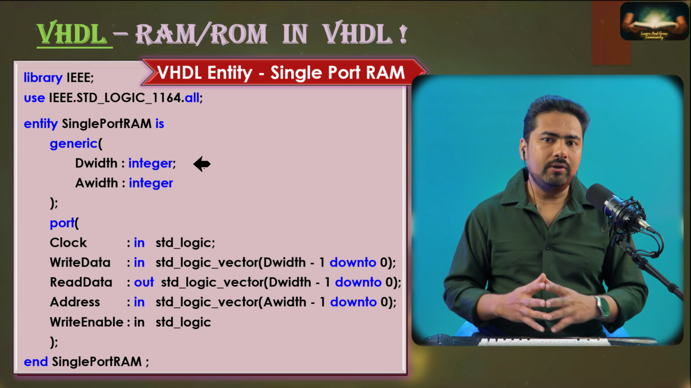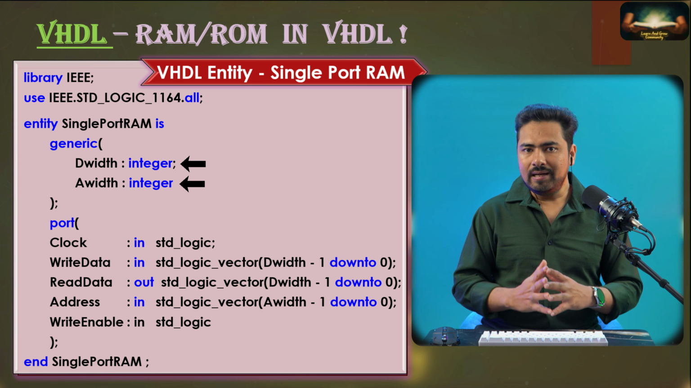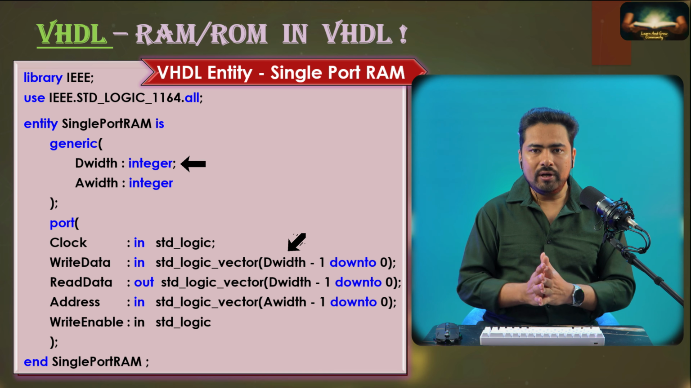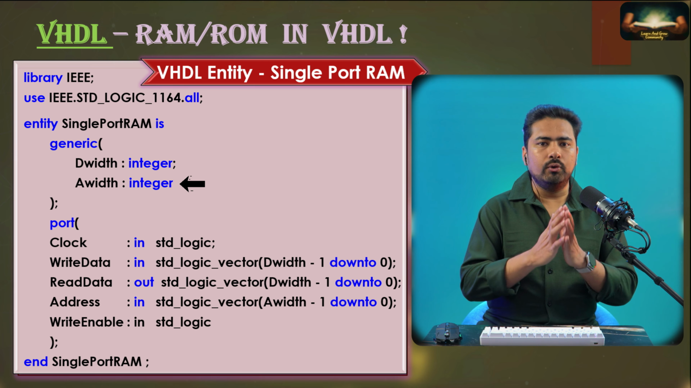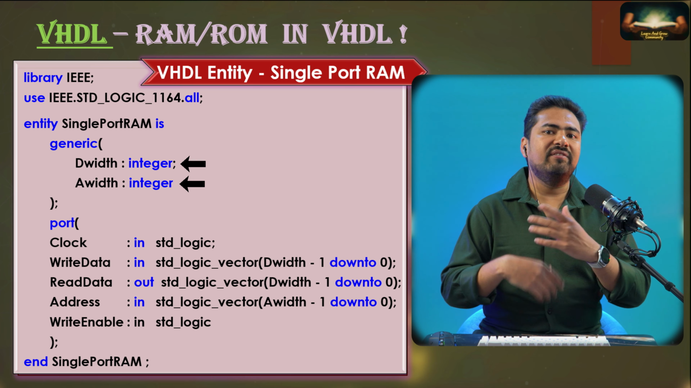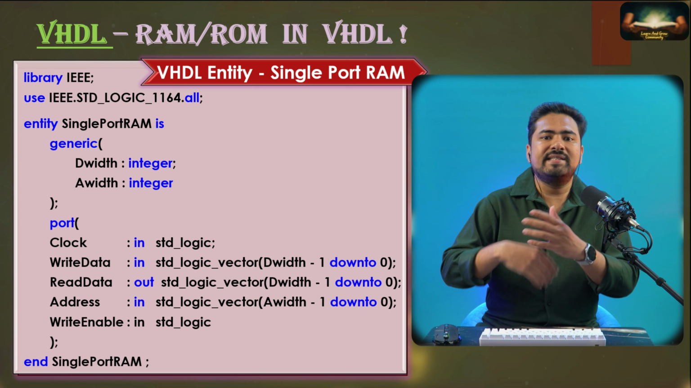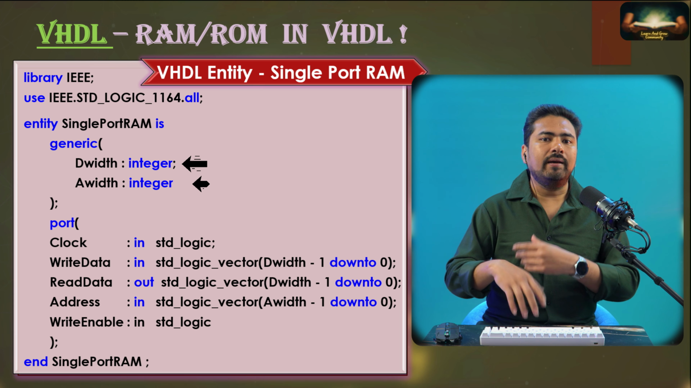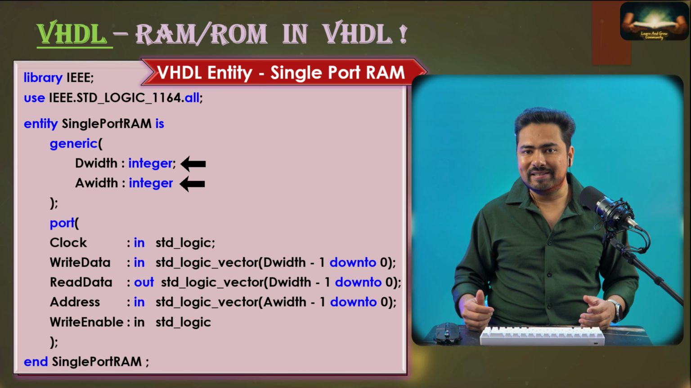So we have declared two generics here. These are d_width and a_width. d_width is to configure data size and a_width will be used for address size. These generic parameters will give us the flexibility to use the same VHDL code for different project needs by adjusting the data sizes and address lines.